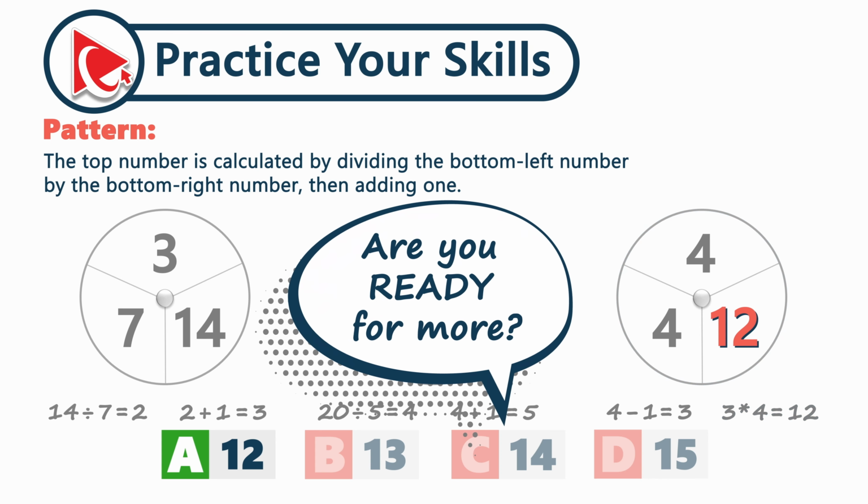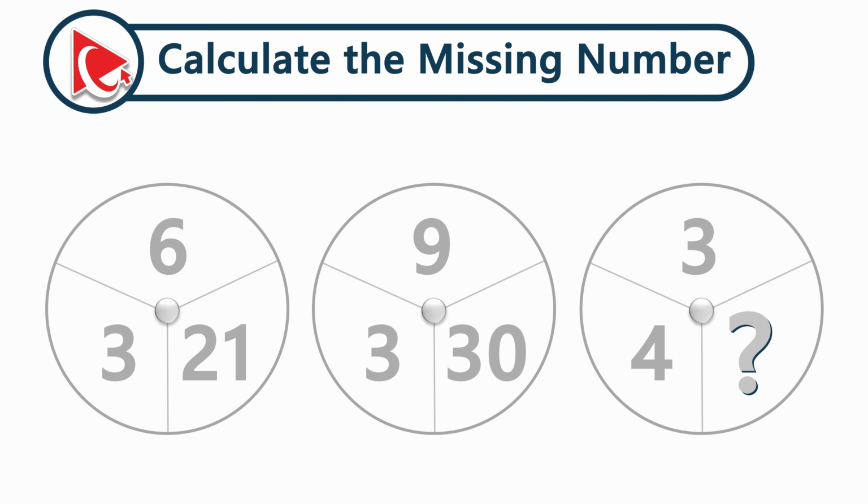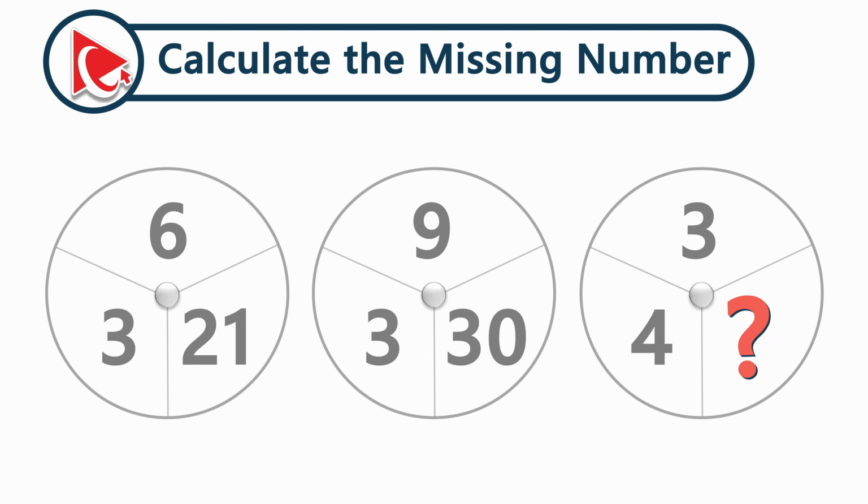Try this question to see how you would do. You're presented with 3 amazingly cool and proportionally looking circles. First circle has numbers 3, 6, and 21. Second circle has numbers 3, 9, and 30. And then the third circle has numbers 4, 3, and then comes the missing number, which you need to calculate and select your answer out of 4 possible choices.